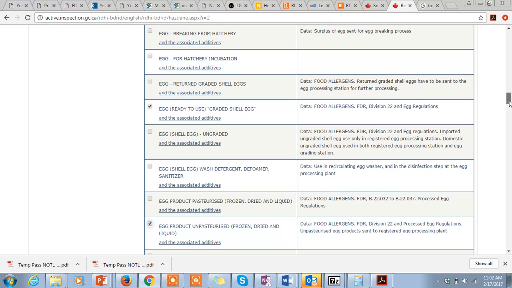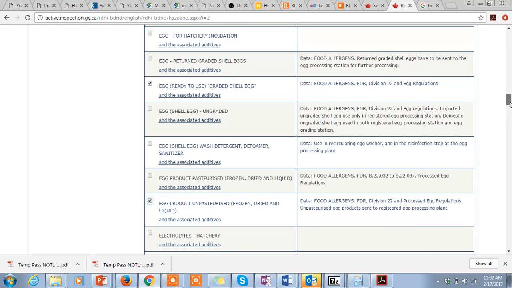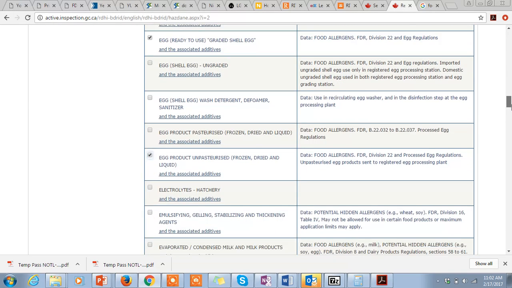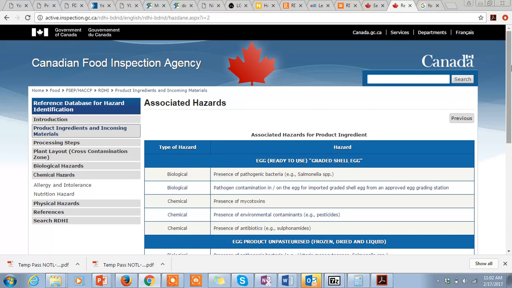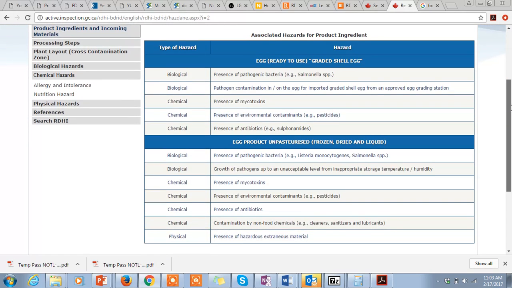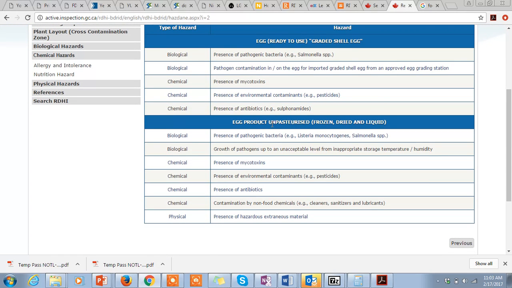Because again, odds are very high we are bringing in buckets of liquid egg, likely frozen. So I'm going to click associated hazards. And we can sing the Jeopardy song. Oh, that actually was really quite quick here. So my hazards relative to egg product unpasteurized frozen dried liquid: presence of pathogenic bacteria, growth of pathogens up to an unacceptable level from storage, mycotoxins, environmental contaminants, antibiotics, non-food chemicals, and hazardous extraneous material.